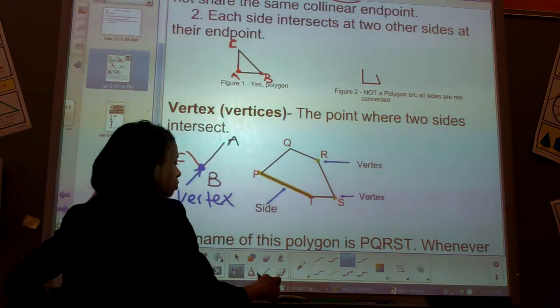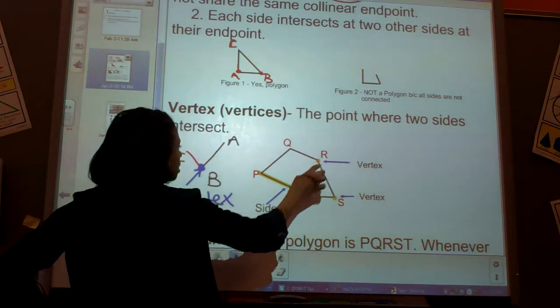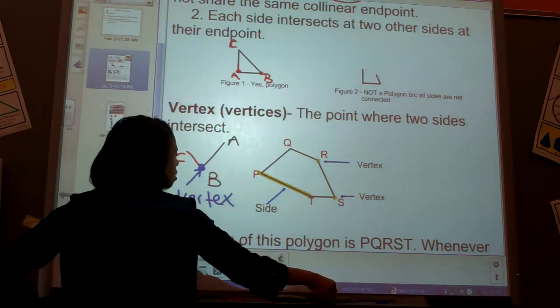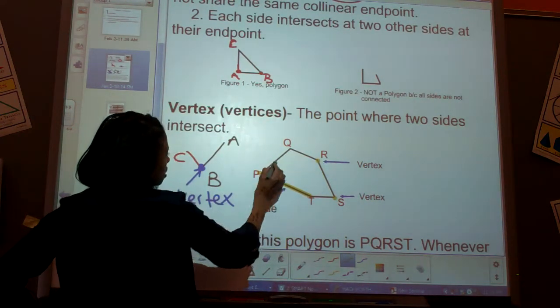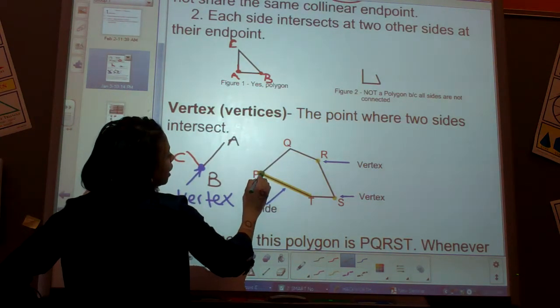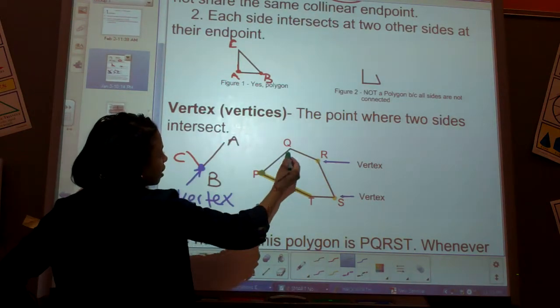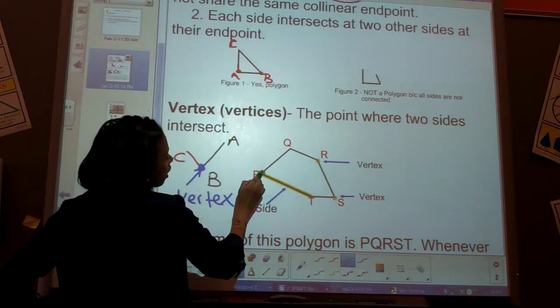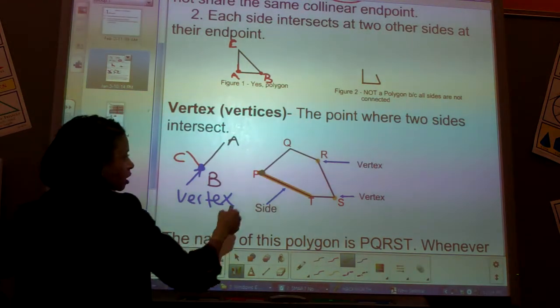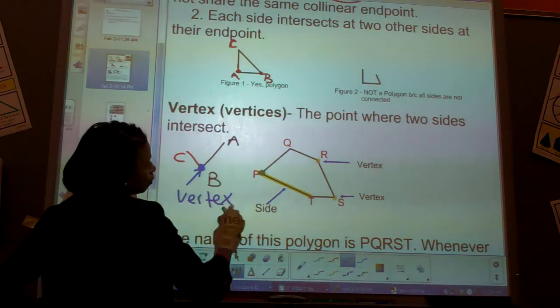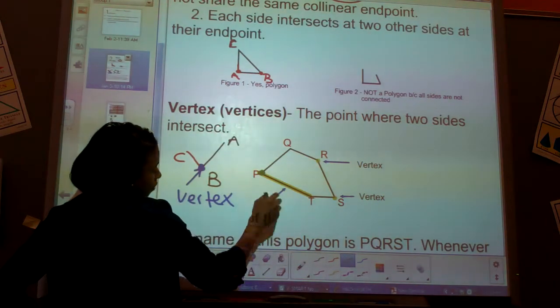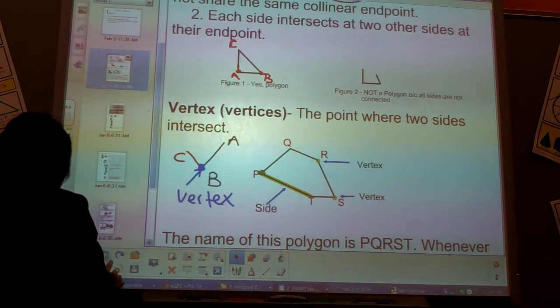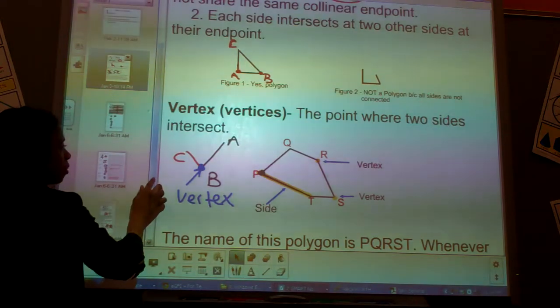So now that we've distinguished between a vertex and sides, let's move further. Again, the vertices are the points where two sides intersect. So at vertex P, the two sides that connect are QP and TP. Right here's our vertex at P because it connects with QP at point P and TP at point P. Right?